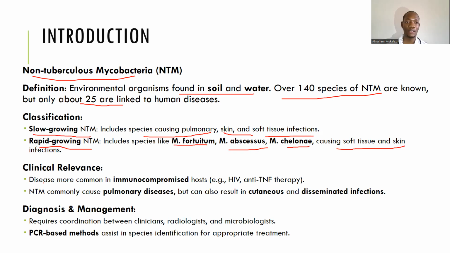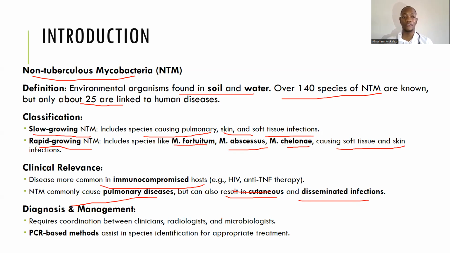The clinical relevance is that these diseases are very common, especially in immunocompromised patients, those living with HIV, and those on anti-tumor necrosis factor therapy. They get infections from bacteria that could otherwise not cause infection in immune-competent individuals. They can cause pulmonary disease, which presents like the normal tuberculosis of the lungs, but can also cause cutaneous manifestations or disseminated infections affecting different organs, including lymph nodes, glands, and solid organs.